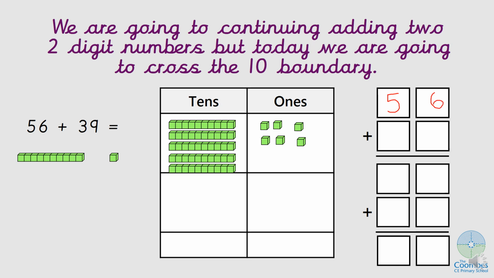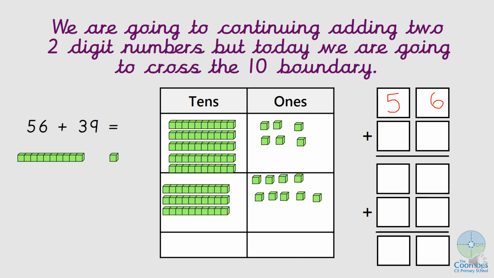Let's look at adding 39. How many tens in 39? 3 tens. 1, 2, 3. And how many ones in 39? 9. 1, 2, 3, 4, 5, 6, 7, 8, 9. Let's write our 39 down. And now we're going to add it together.